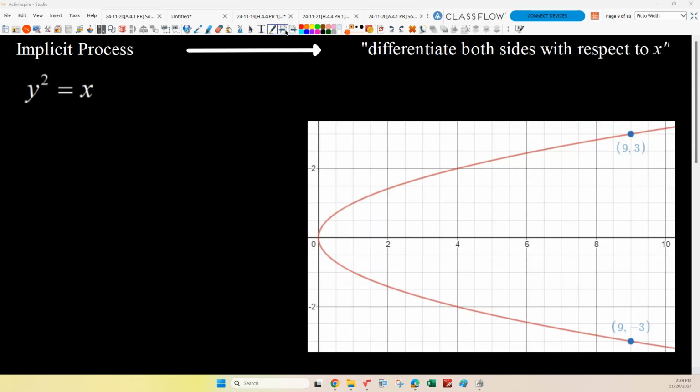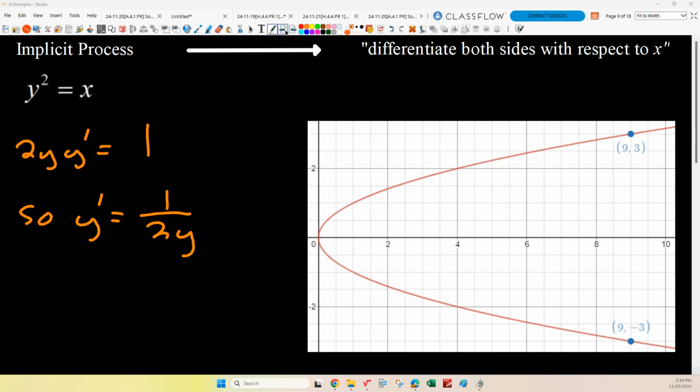Now what if we wanted to find the tangent lines? Let's not quite leave this one yet. Let's do our implicit differentiation, which we already did. If we implicitly differentiate, didn't we just get 2y y prime equals 1, right? So y prime equals 1 over 2y. Well then we want to find the points of tangency, and it was when x equaled 9, correct? Okay, so when x equals 9, what is y equal to? Well, that gives us the equation y squared equals 9.